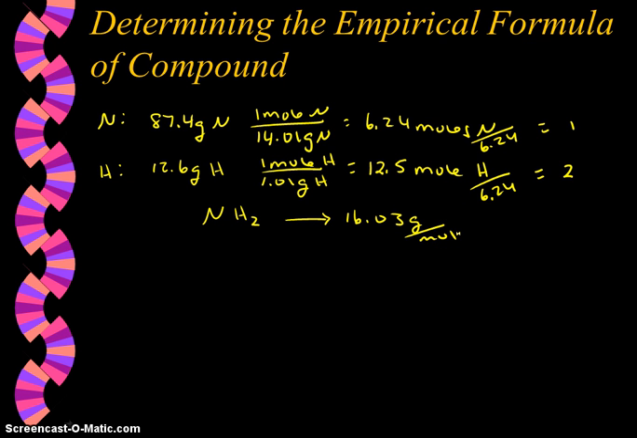Well, it told us in the question that this particular compound has a molar mass of 32.05 grams per mole. So if we take 32.05 and divide it by 16.03, that's going to give us 2. That means that our molecular formula is twice our empirical formula. So N2H4 would be our molecular formula.